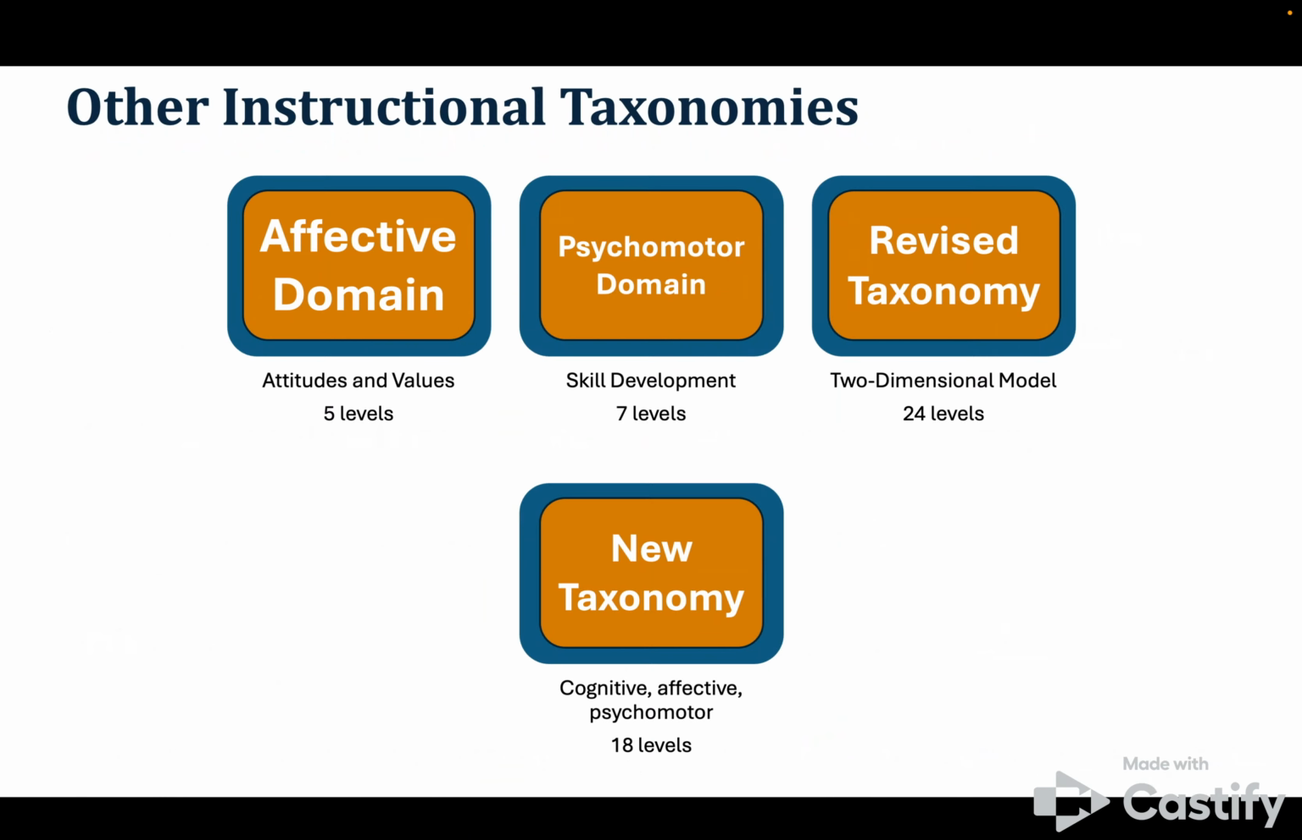Although Bloom's taxonomy is the focus of this presentation, I think it's important to recognize that it is not the only instructional taxonomy. It is just the one that is most widely used. Let's look at some of the other taxonomies. First, let's look at the affective domain. The affective domain was developed in 1964 by David Carthwall. The taxonomy focuses on students' attitudes, values, and feelings. It consists of 5 levels: receiving, responding, valuing, organizing, and characterizing.